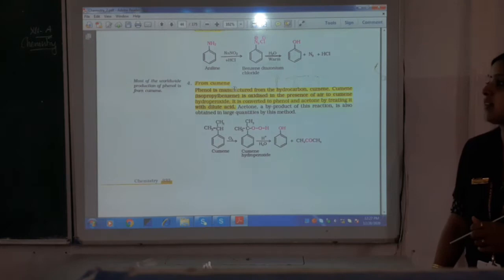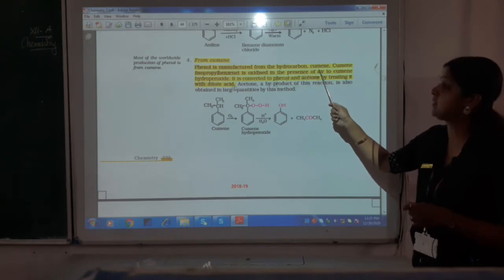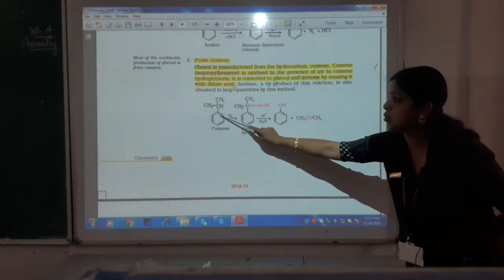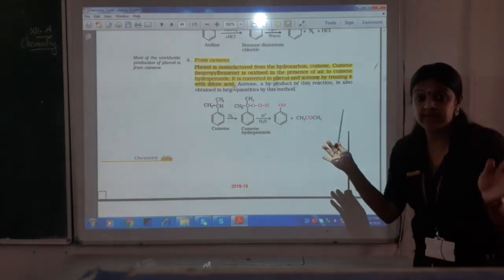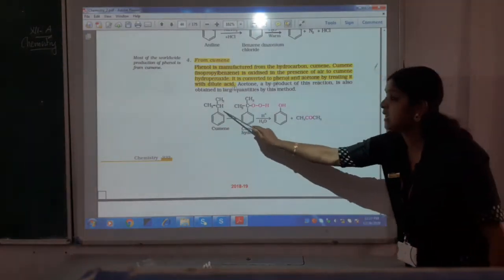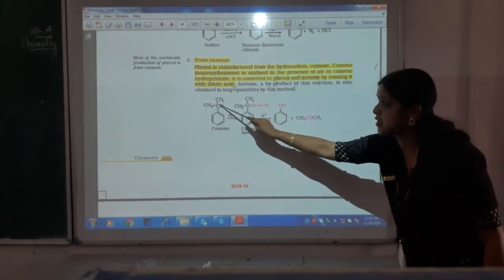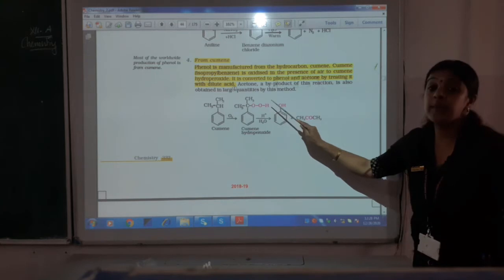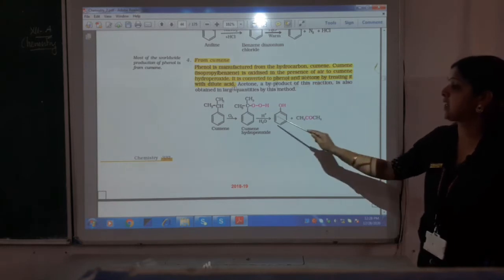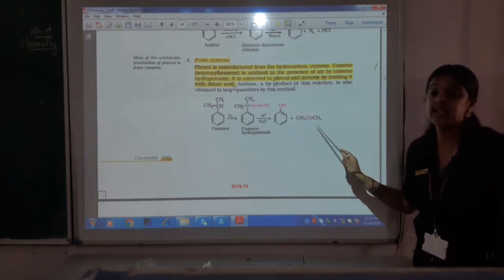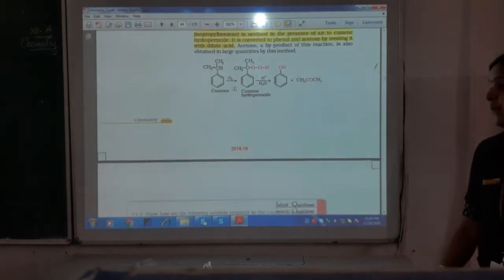Next one is a very important reaction from cumene. Phenol is manufactured from the hydrocarbon cumene. This is my cumene. What is cumene? It is isopropyl benzene. This is CH with CH3, CH3, two sides you have the same groups, so you call it isopropyl, which is attached to my benzene ring. On oxidation, the CH part breaks and you get COOH, cumene hydroperoxide, which on treatment with water and H plus gives your phenol and acetone as a byproduct. Very, very, very important reaction as far as preparation of phenol is concerned.